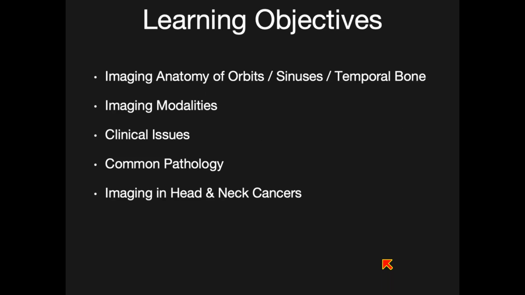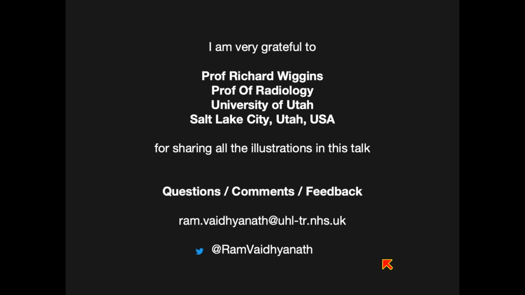So we looked very quickly at the imaging anatomy of the orbits, sinuses, and the temporal bones, some clinical issues, common pathology, and also how we would image a patient with suspected or followed head and neck cancers.